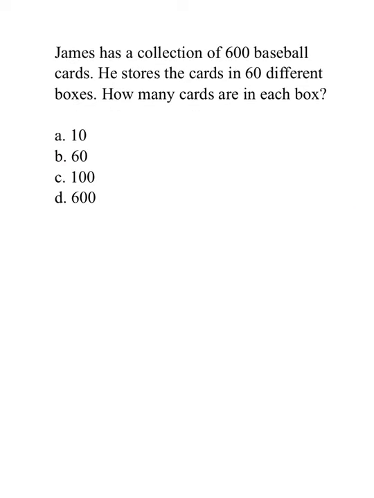Number 2, James has a collection of 600 baseball cards. He stores the cards in 60 different boxes. How many cards are in each box? So for this one, I'm trying to break that 600 into 60 different groups and decide how many are in each group. We're going to do this two ways. The first is a place value chart.